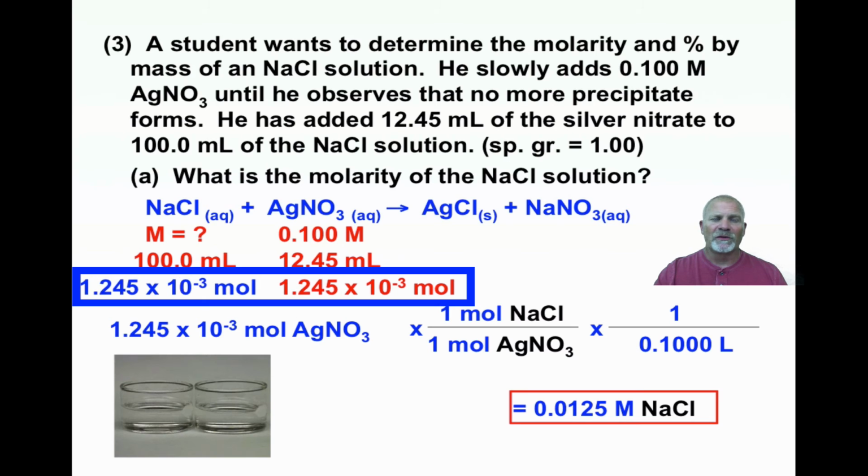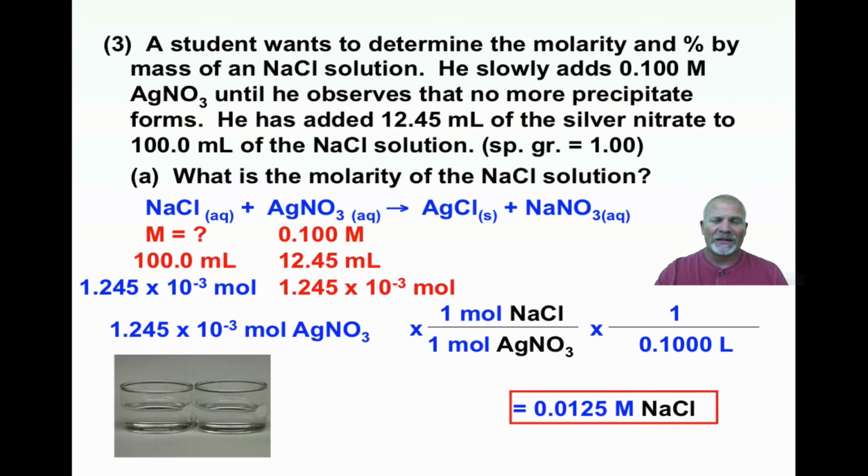And so there's my moles. And you can actually see they are numerically the same. So I didn't even have to do the mole-to-mole ratio for my silver nitrate to sodium chloride. I already knew they would be numerically the same because in the balanced chemical equation, they are a 1:1 ratio.